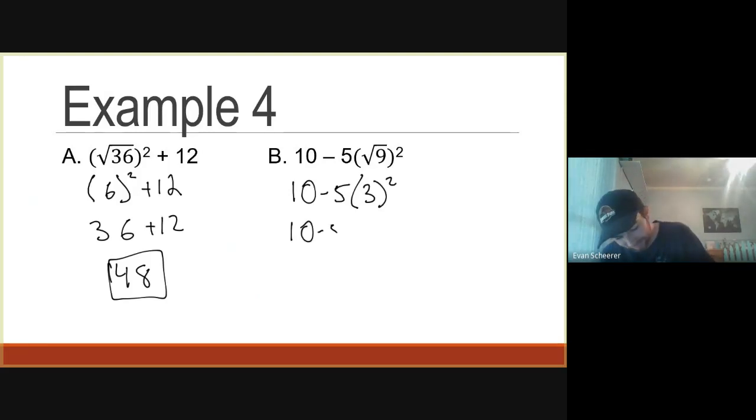Do 10 minus 5 times the exponent. 3 squared. 3 squared is 9. So we get 10 minus 5 times 9. And then, again, don't do 10 minus 5. That's last. You do 5 times 9. So you get 10 minus 5 times 9 is 45. So 10 minus 45. And then your final answer is negative 35.